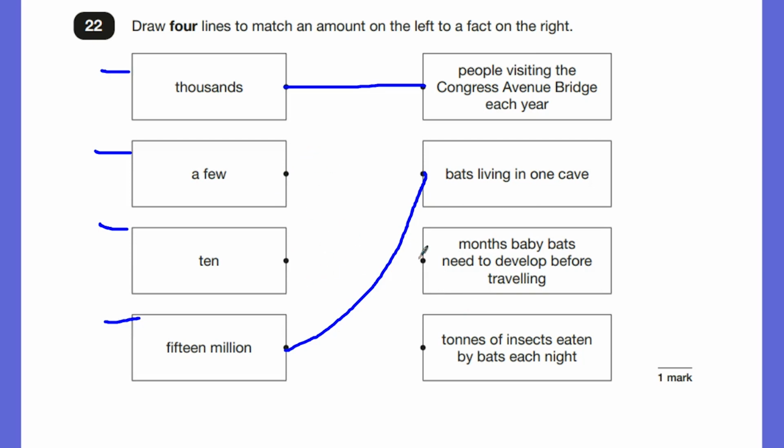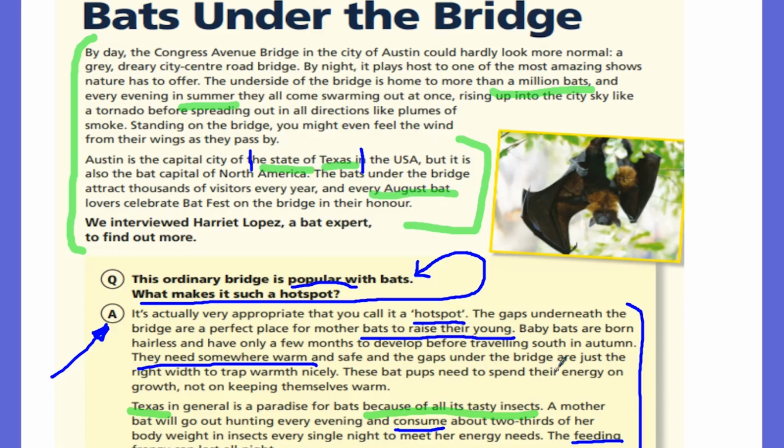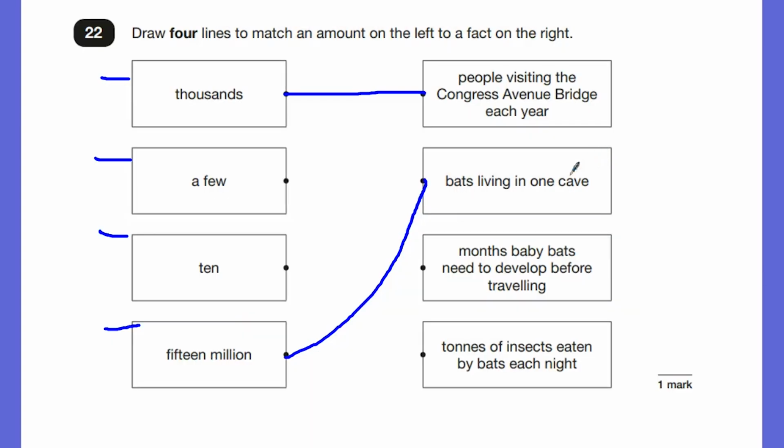Now this is one we might have to go back to the text for. Back at this page we can see baby bats are born hairless and have only a few months to develop before traveling south. A few months would suggest 2 months. So let's go back. A few months a baby bat needs to develop before traveling, which means by process of elimination, 10 tons of insects eaten by bats each night.